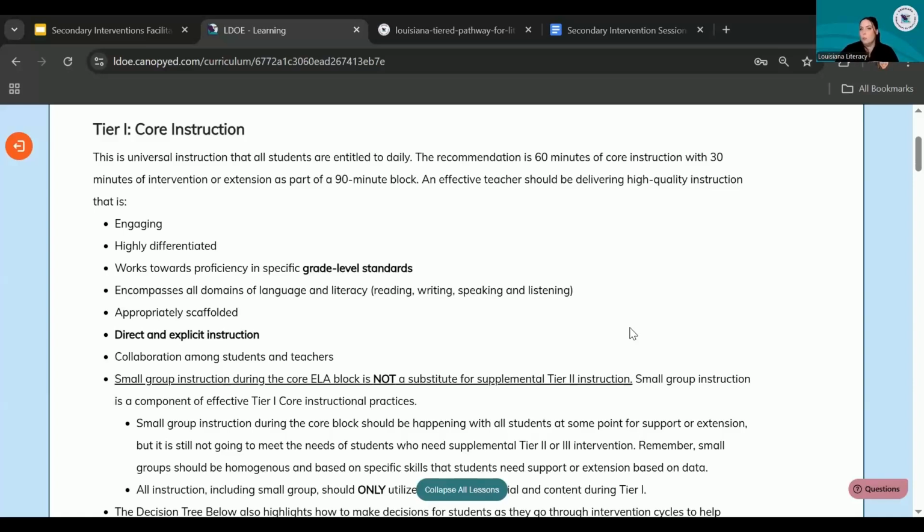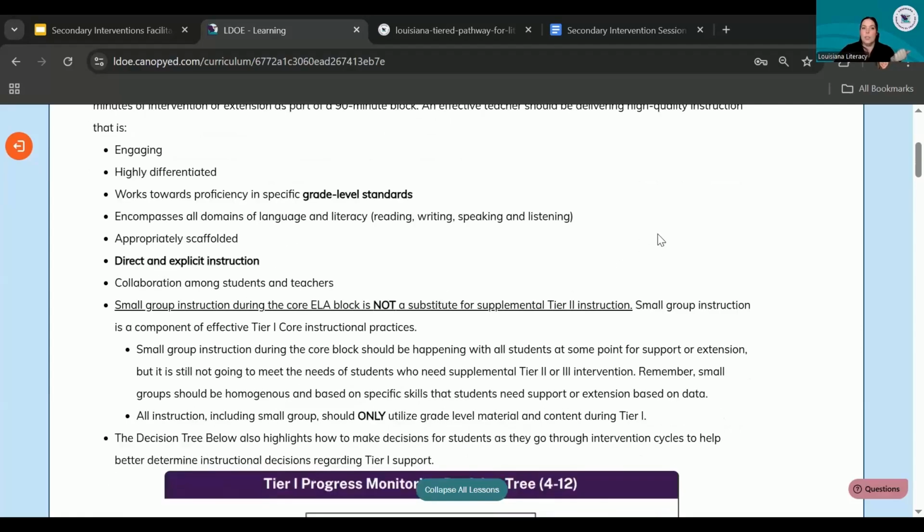And an effective teacher should be delivering high quality instruction that is engaging. Core instruction should be highly differentiated to the needs of the students in the room. It should be working towards specific grade level standard proficiency. It should encompass all domains of language. So that means that your core instruction should have reading, writing, speaking, and listening happening regularly. It should be appropriately scaffolded to the needs of the students, and there should be direct and explicit instruction happening in core Tier 1 instruction.